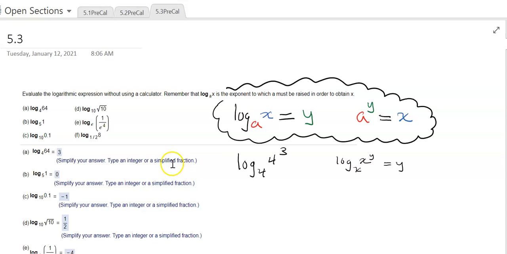In the same way that we had to write our exponentials with both sides having the same base so that we could set the exponents equal to each other, same thing is happening here. So basically, 4 to what power is 64 is what is being asked here. 5 to what power is 1, and so forth.